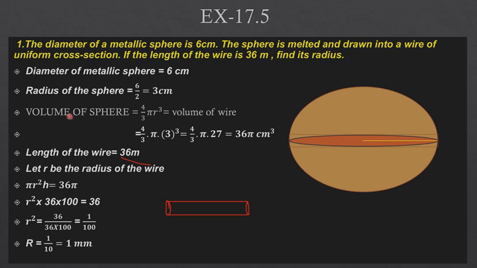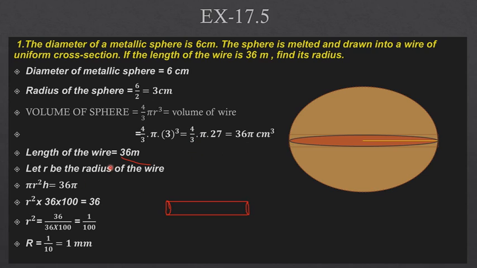Now the volume of the sphere will be equal to the volume of the wire, because the entire figure has been melted to form a wire. Out of this metallic sphere we have formed a wire. So you have 4 by 3 pi r cube, which is equal to 36 pi centimeter cube. Now let r be the radius of the wire, because we don't know the value of the radius.